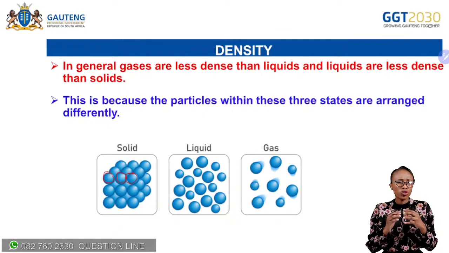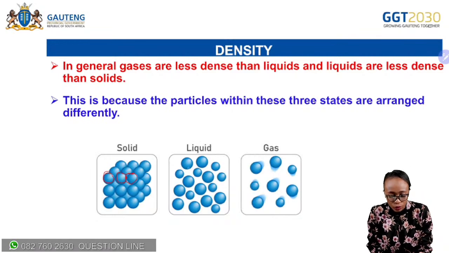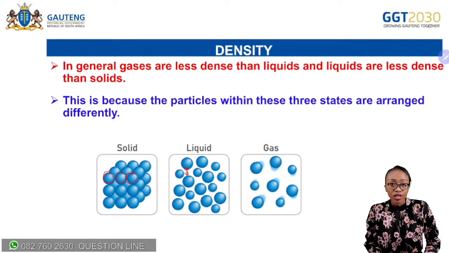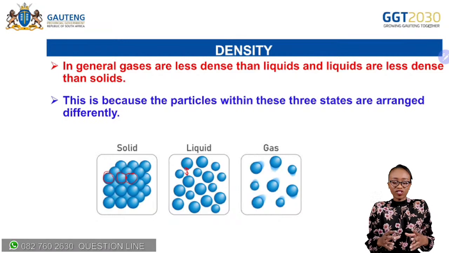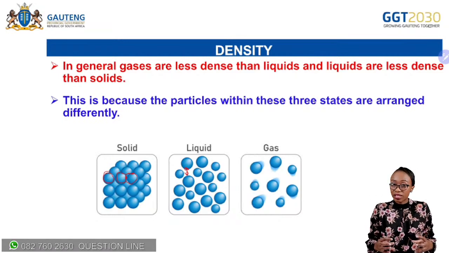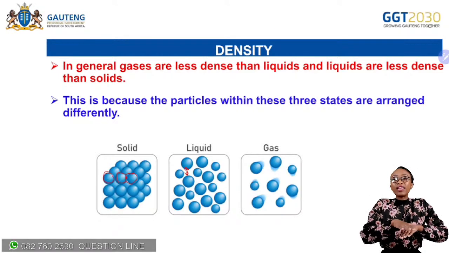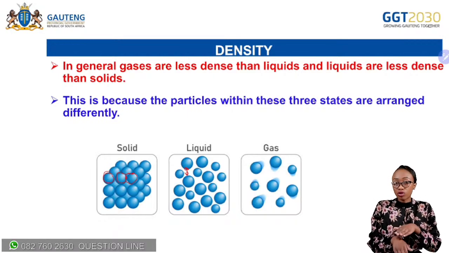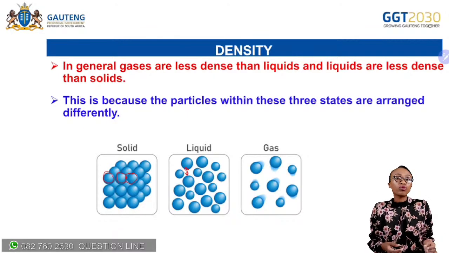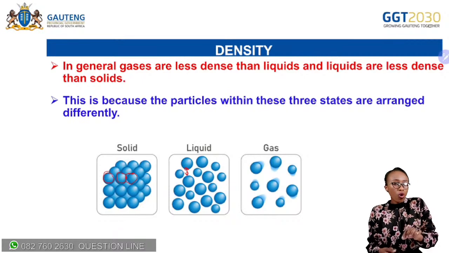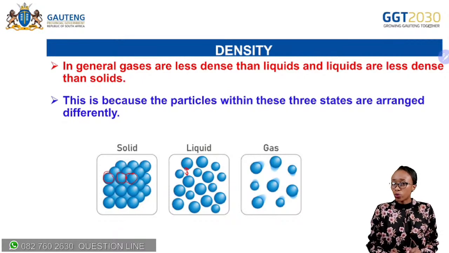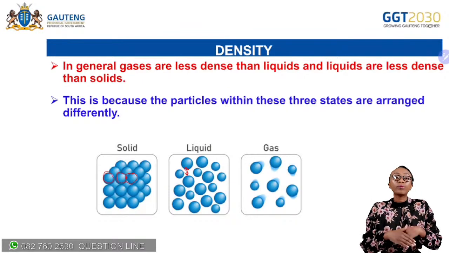With liquids, they are a bit further apart. Remember from last week, we spoke about forces that hold the particles together. So the forces that hold the particles together within liquids are weak. So that's why liquids have space between them. Liquid particles have space between them, and they can flow over or on top of each other. And that's why you can pour your tea, you can pour your cold drink, you can pour your water. So liquids are able to flow.